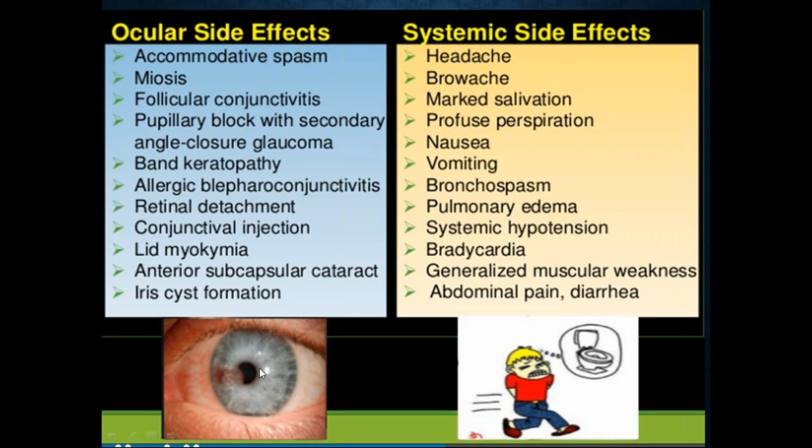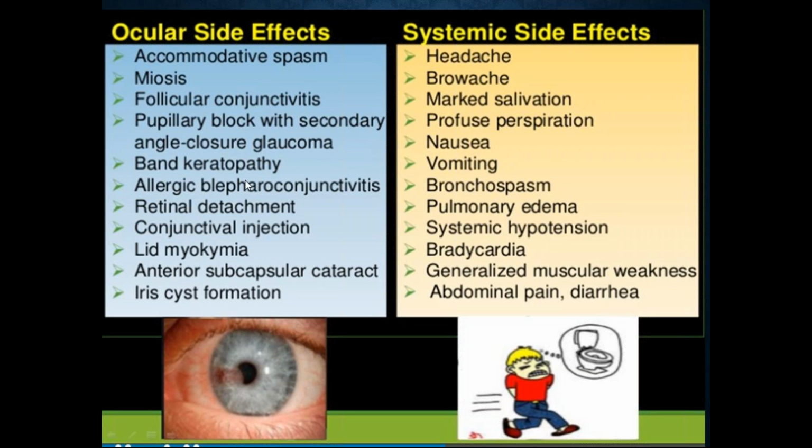Some of the aqueous humor will drain through the pupil, right? The aqueous humor which is draining through the pupil, because of the very small pupil, will not drain. Why? Because the aqueous is a thick gel-like thing, so it will not drain. Further, that will lead to angle closure glaucoma, that is the pupillary block glaucoma. Band keratopathy and allergic blepharoconjunctivitis were the most common things.